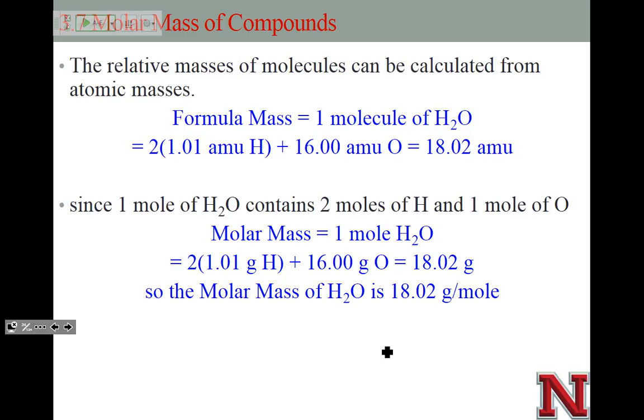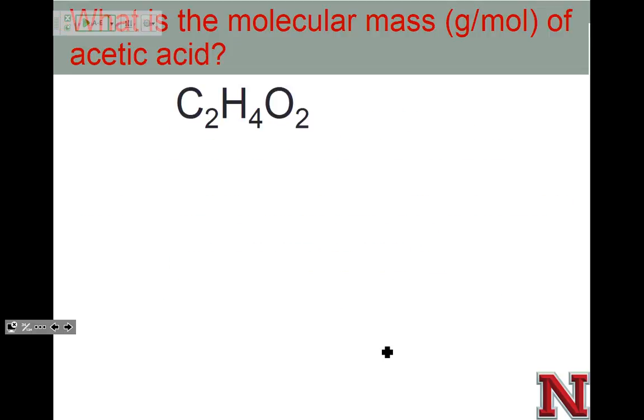Now remember, that's specific for water. Another molecule is going to have a different amount of grams for every 1 mole of itself. So you have to figure this out for every molecule or every ionic compound. So for example, we have C2H4O2. So we have carbon, hydrogen, and oxygen. From the periodic table, carbon is 12.01 grams per mole. We have 2 of them, so we would multiply that. We have hydrogen. We have 4 of them.